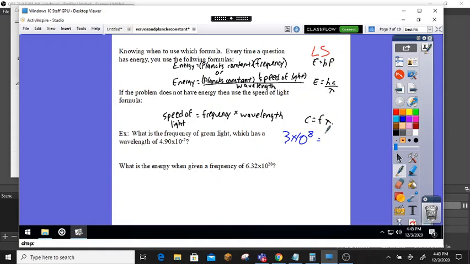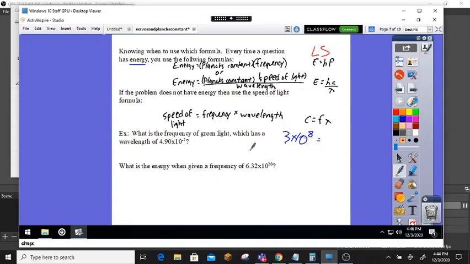It's a lot easier to see these tiny formulas and to write them all out. So knowing when to use each formula: whenever you see a question and it says energy anywhere on it, we're going to use one of these 2 formulas. If the problem does not say energy at all, we're going to use the speed of light formula. And of course, H is always Planck's constant, the 6.62 times 10 to the negative 34.